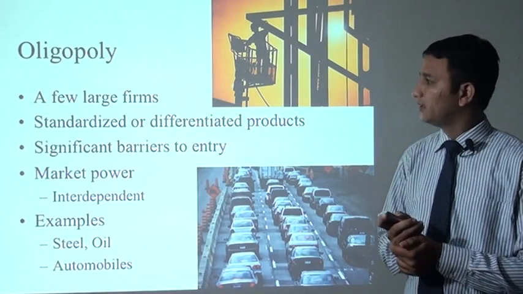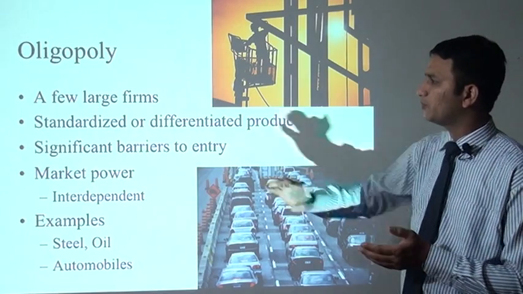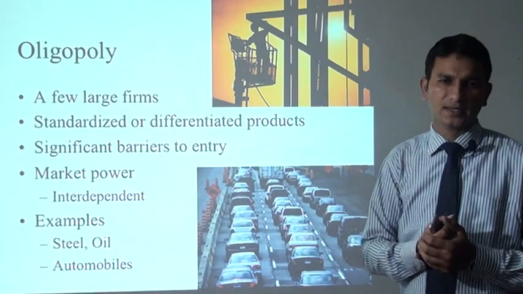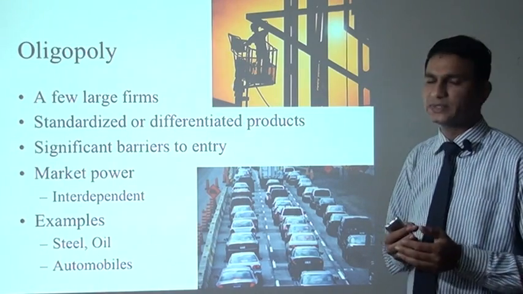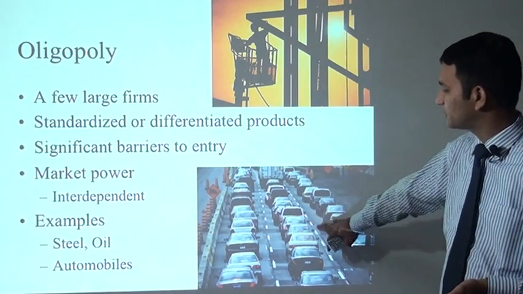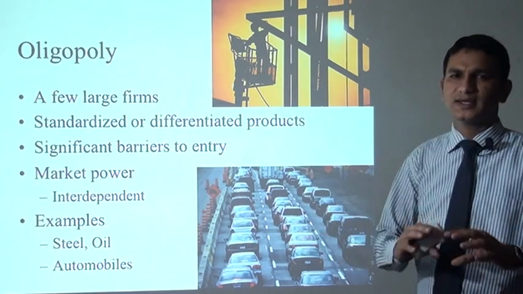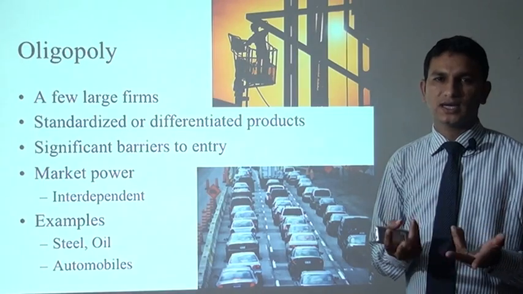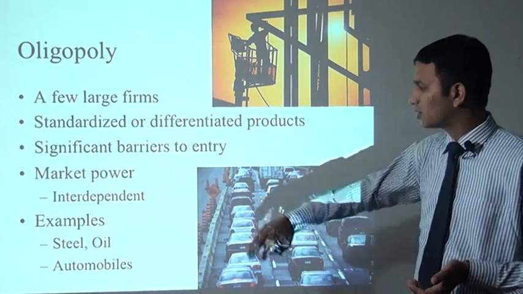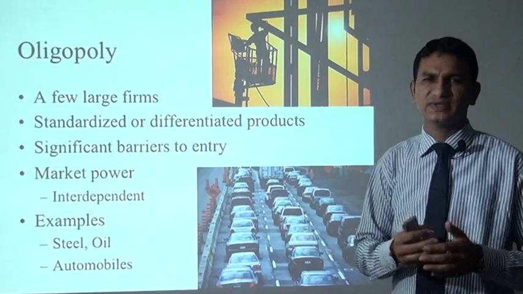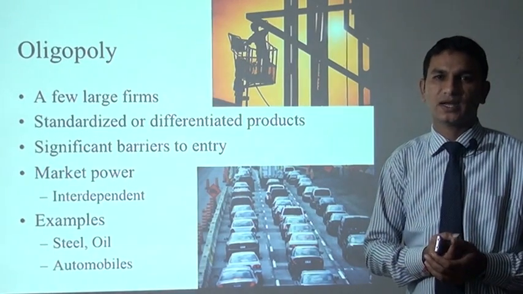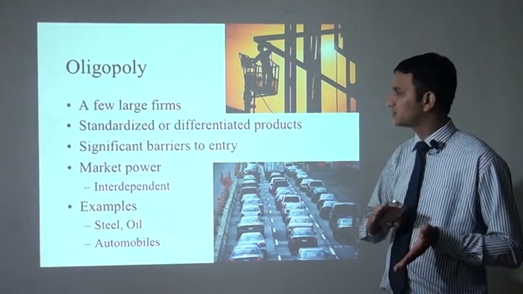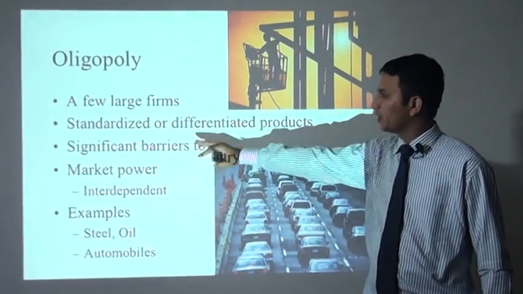Oligopoly. In oligopoly, a few large firms cover most of the market segments. Few firms means, here you can see the picture of cars, right? There are a few car companies, for example Honda, Hyundai, Bajaj, right? They cover the entire market, or we can say 80 to 90% of the market, right? That type of market structure is called oligopoly.